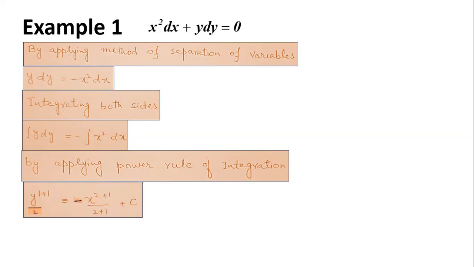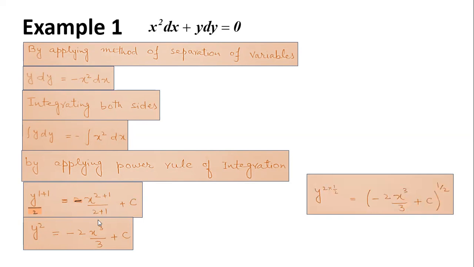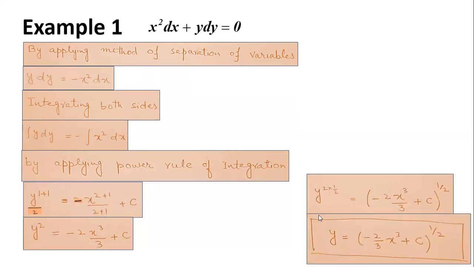And in this video, I will explain why we put this constant. To find the solution, we have here y squared is equal to minus 2x cubed over 3 plus c. We want to find simply y. For this, we will take the square root on both sides, and we will obtain y is equal to (minus 2 by 3 x cubed plus c) to the power 1 by 2. So in this way, we have applied the method of separation of variables, and we have solved this problem, x squared dx plus y dy is equal to 0.